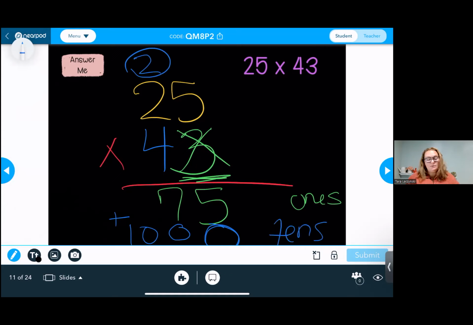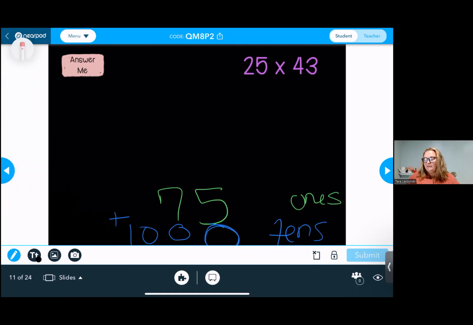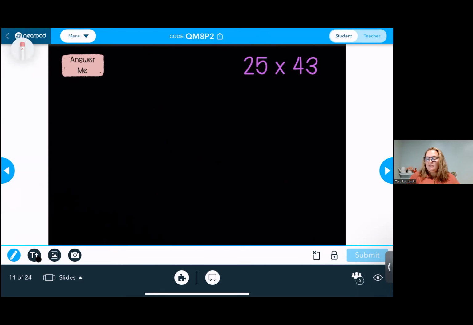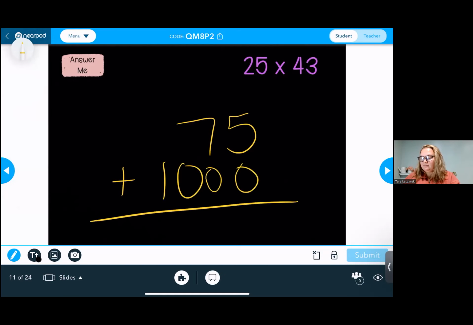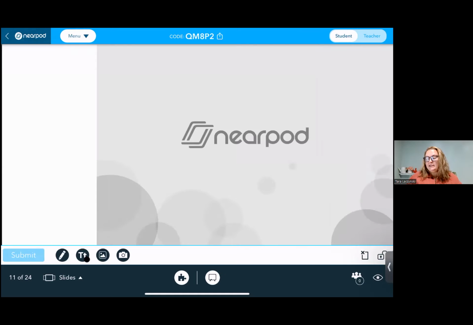Now I've run out of room a little bit here. So we have our ones place is 75. Our tens place is 1,000. I am going to erase this real quick so I can move it up. Again, we have 75 in the ones place, and we have 1,000 in the tens place. Making sure that we match our place value. So 75 plus 1,000. 5 plus 0 is 5. 7 plus 0 is 7. Nothing above and 0. Nothing above, it's 1. 1,075.